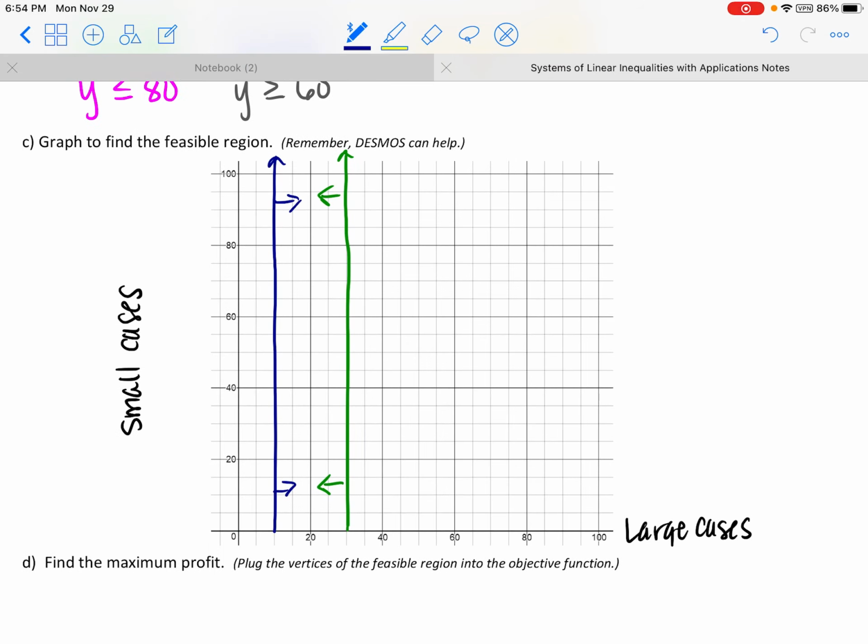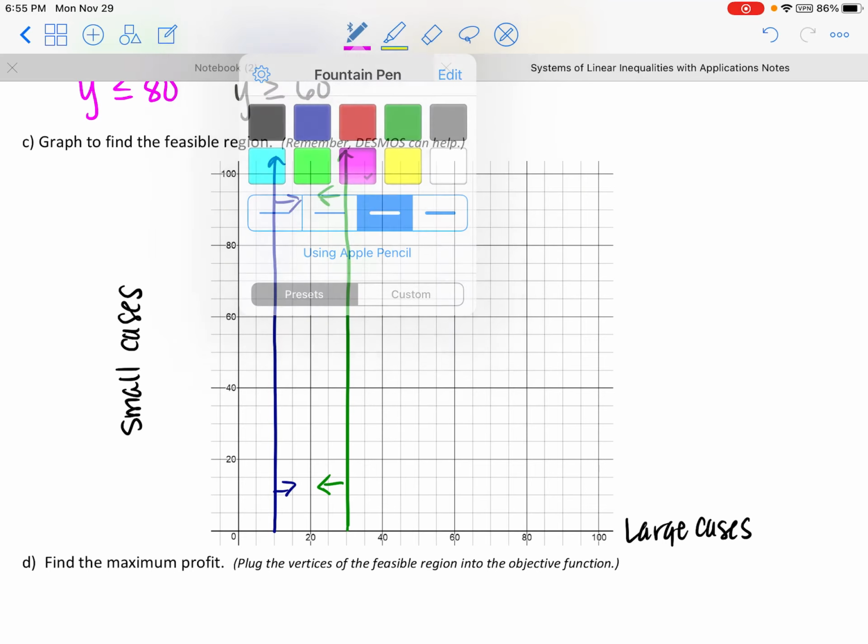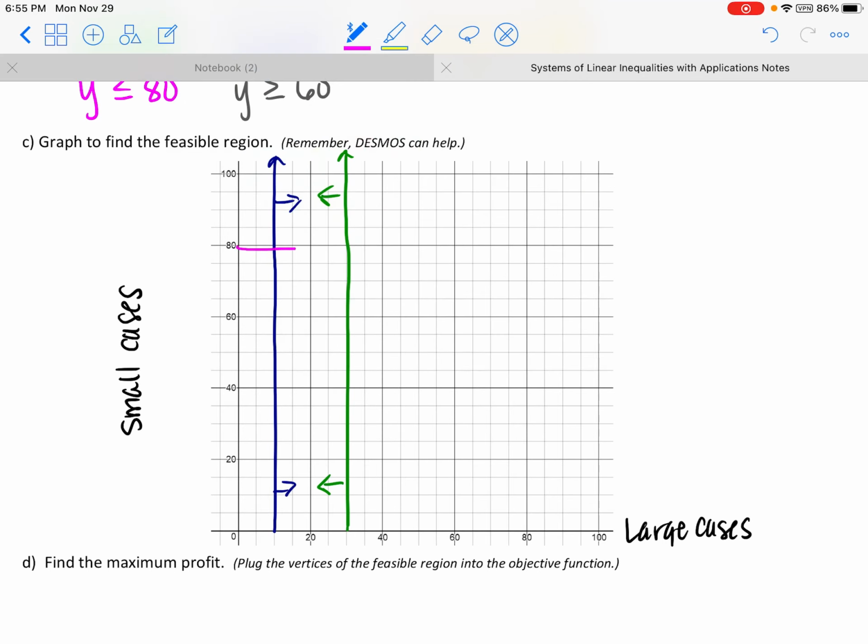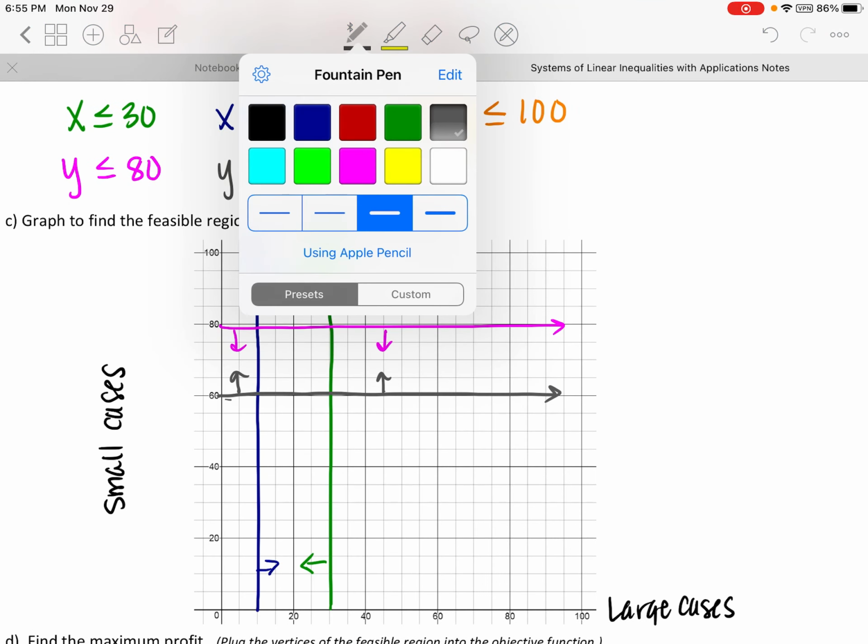And then it said the y's had to be bigger than 60 but less than 80. So less than 80, there's 80. We're going to be below that. And then greater than 60, so we're going to be above that. And that was really sloppy. Let me try that again. Okay, apparently I can't draw a line this way. Alright, so greater than 60, less than 80. So right now we're in that little square, but there's one last constraint.